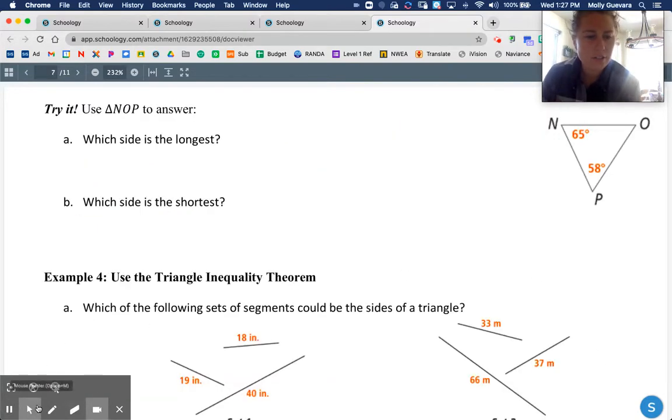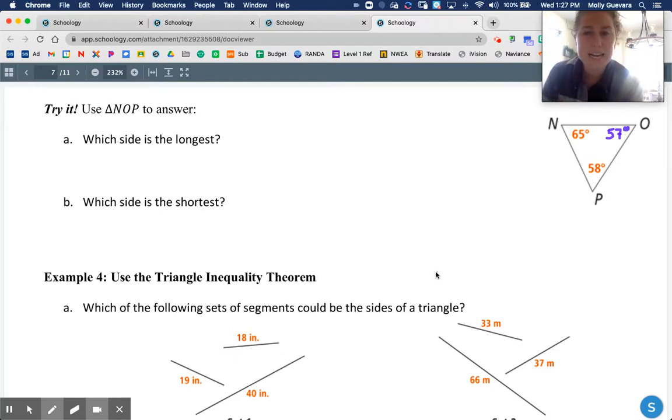Okay, so here's the try it that we did. Hopefully you went through this on your own and you got it and you're just checking your work here. I'm using triangle NOP for these two questions, and it says which side is the longest and which side is the shortest. Well, I only know two of my angles, so I'm going to have to find the third angle again, which we do the same method, right? And hopefully we found that this was 57 because those three angles add to 180. 57 degrees. There we go.